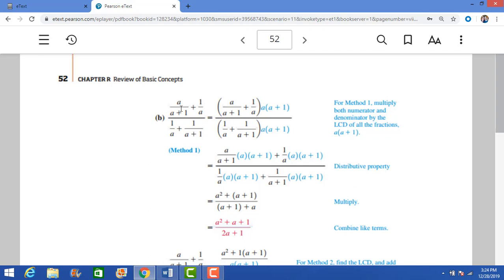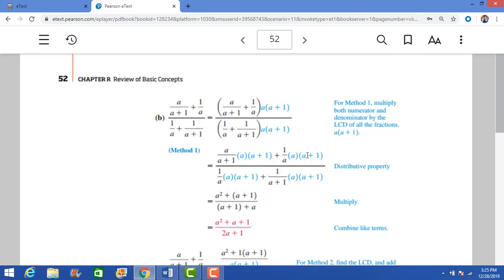We can multiply the top and the bottom by the common denominator. So here we've got a and a plus 1, and we've got a plus 1. So we can use the least common denominator, this product right here, and multiply the top and the bottom by it. What's going to happen is we're going to use the distributive property, and it is going to cancel this with this, so we're going to get a squared.